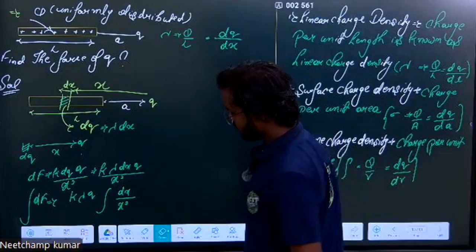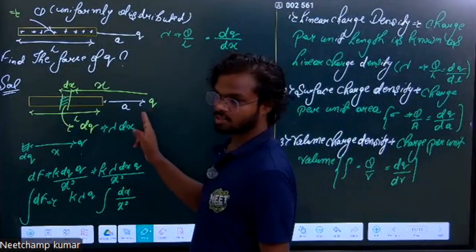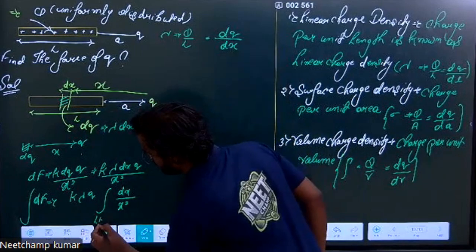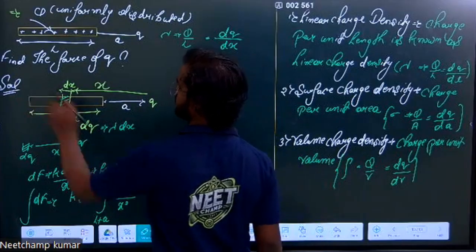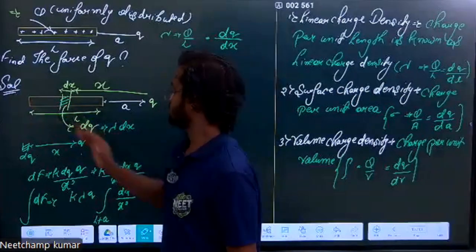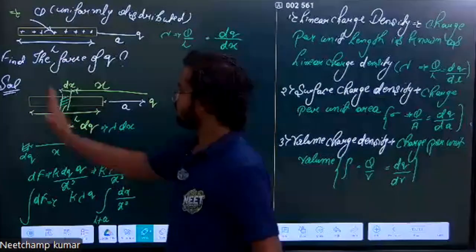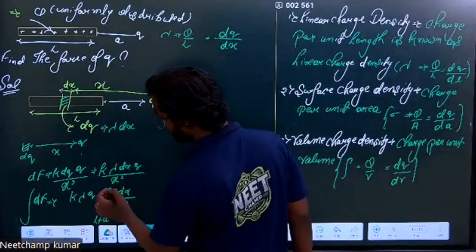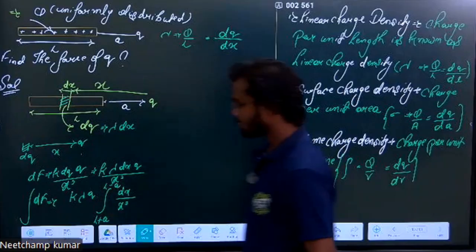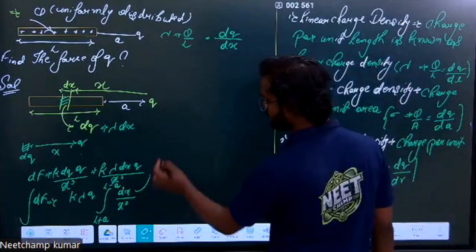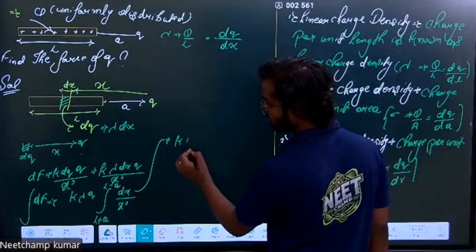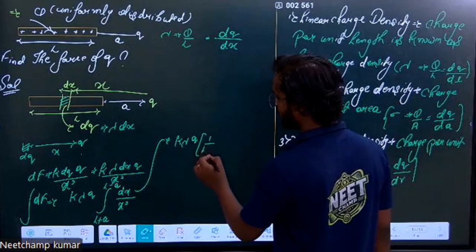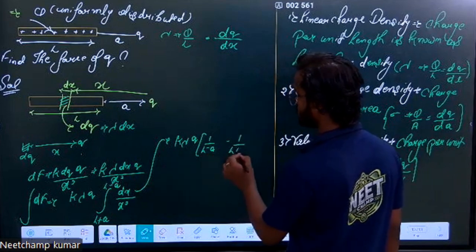What is the value of x at this point? The value of x at this point is L plus a. And the value of x at this point is L minus a. So this is our limit. Now just integrate this. When you integrate, you will get k lambda q into minus 1 upon x, so you can write 1 upon L minus a minus 1 upon L plus a.